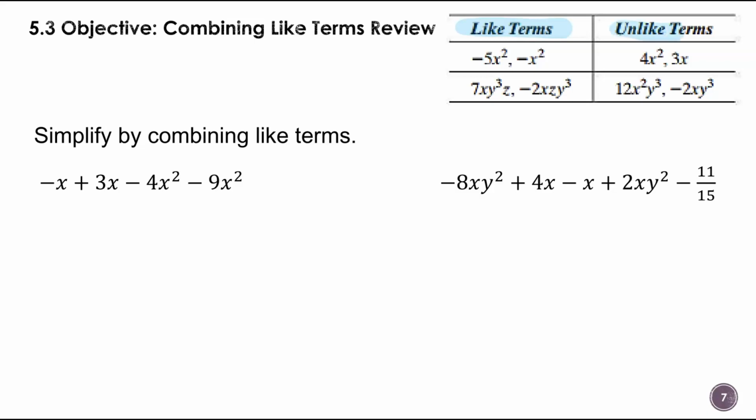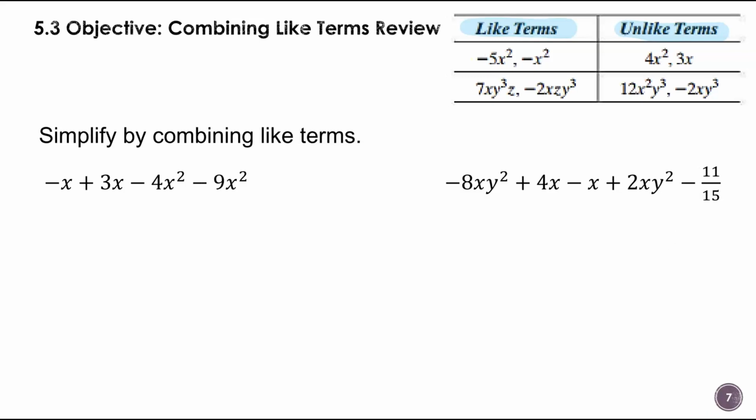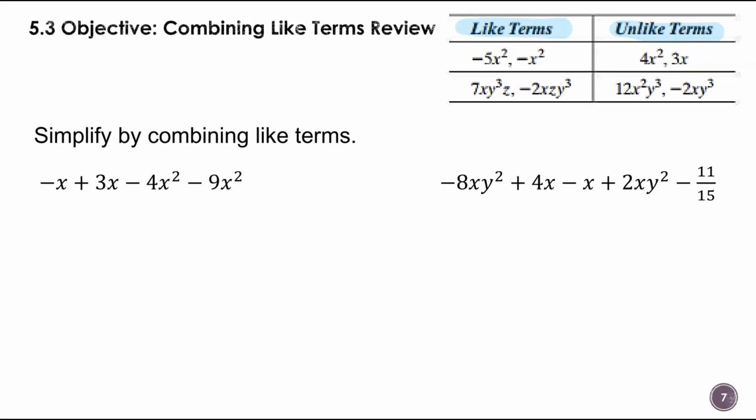On the unlike terms, we have an x squared and an x to the first, so that's why they're not the same, right? They're not matching terms. On the next one, we have x squared y cubed, and we have x to the first y cubed. So that means that those are unlike terms. We could not combine those.